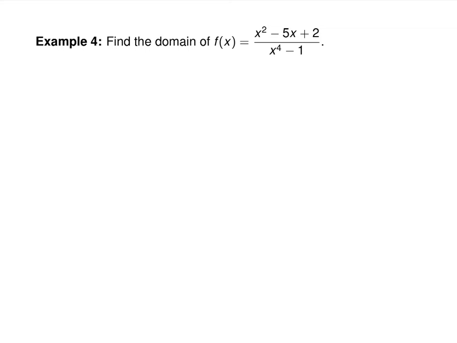So, find the domain of this function. Which part of this function is going to cause a problem? The denominator, which is x to the 4th minus 1. You have to figure out where that equals 0, and we're going to leave those numbers out. So now, what's the difference of squares? How does x to the 4th minus 1 factor?